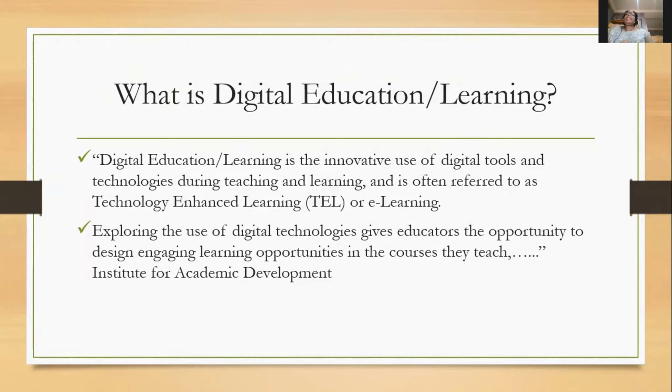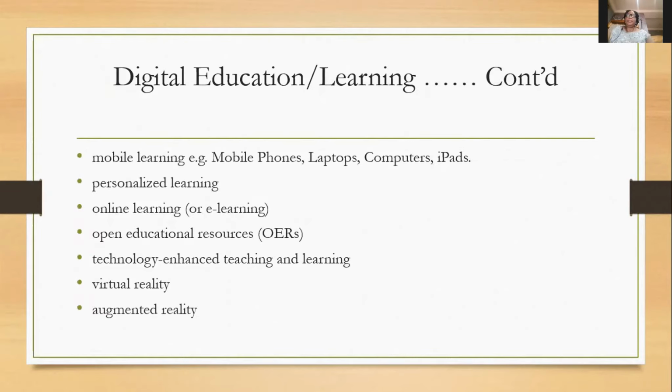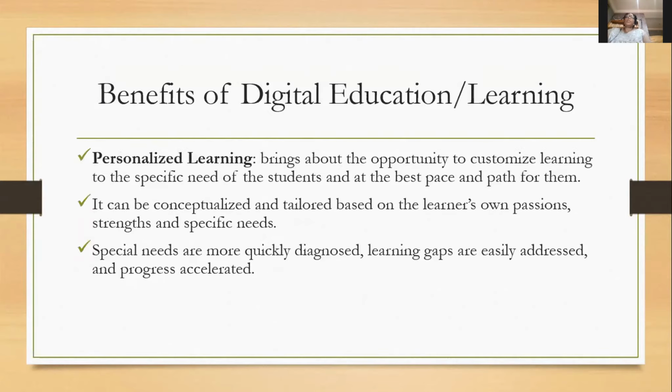According to Wikipedia, a digital learning strategy may include any of or a combination of any of the following: adaptive learning, badging and gamification, blended learning, classroom technologies, e-textbooks, learning analytics, learning objects, mobile learning, e.g. mobile phones, laptops, computers, iPads, personalized learning, online learning or e-learning that we're doing right now, open educational resources, technology-enhanced teaching and learning, virtual reality, augmented reality, and so on and so forth.